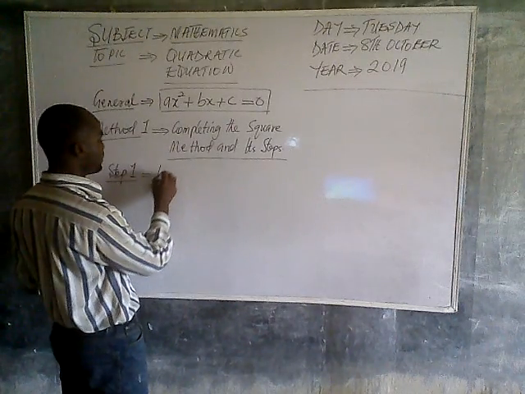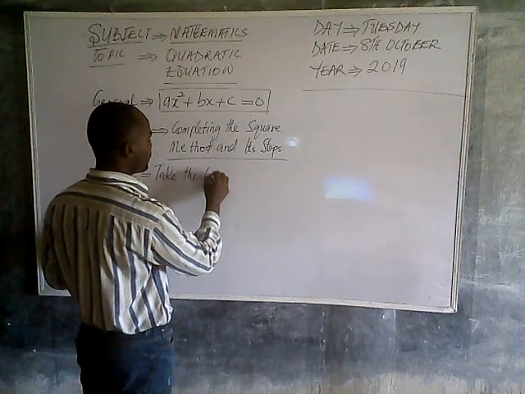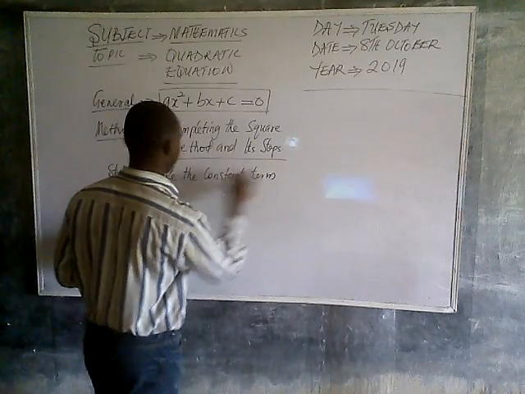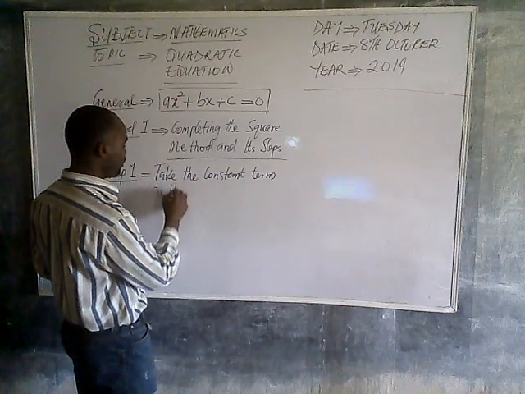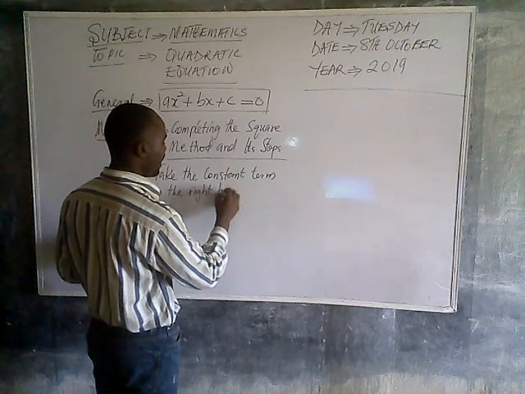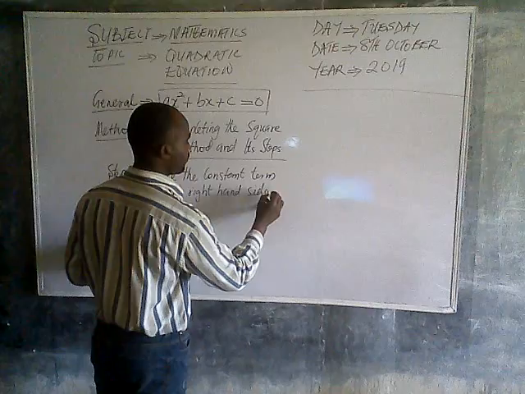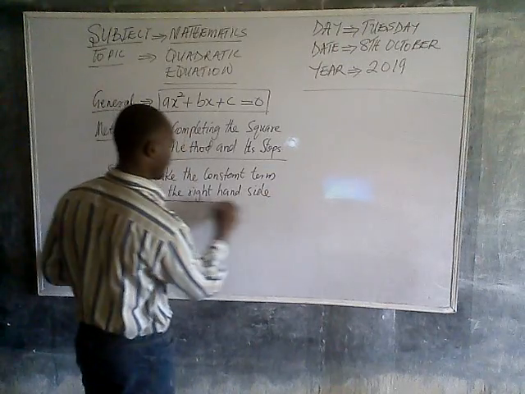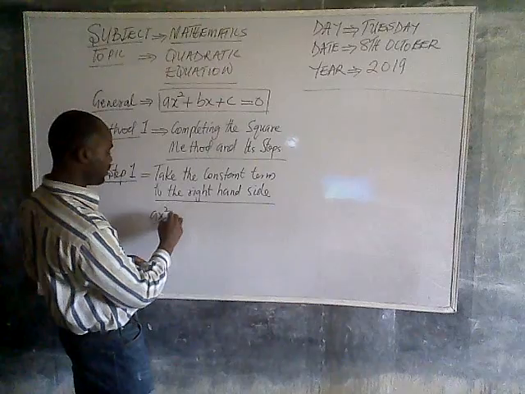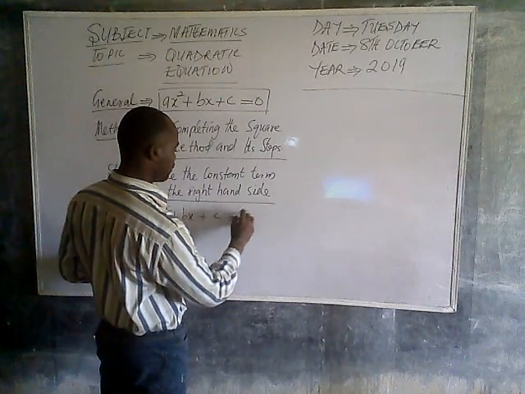The instruction of step 1 is: take the constant term to the right hand side. That's the instruction on step 1. Take the constant term to the right hand side. First of all, we consider the general representation as x squared plus bx plus c all equal to 0.